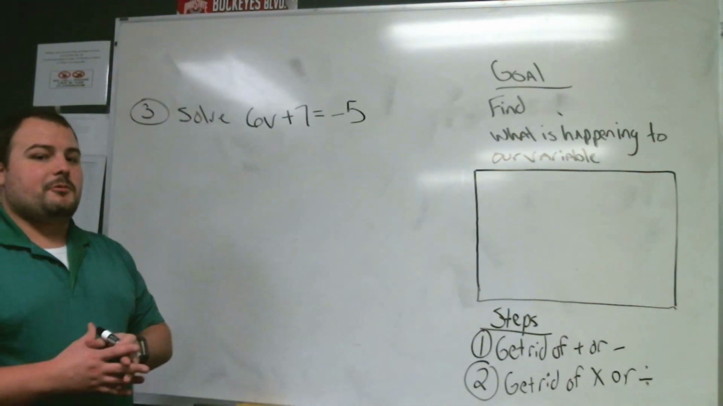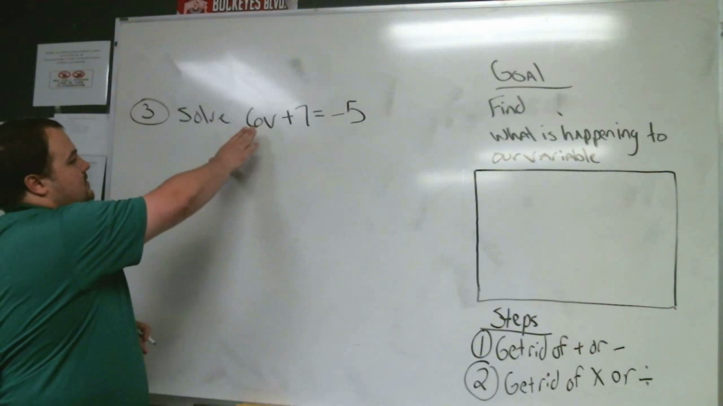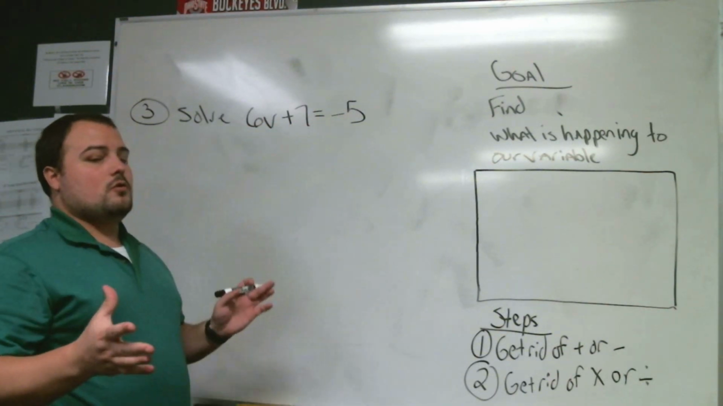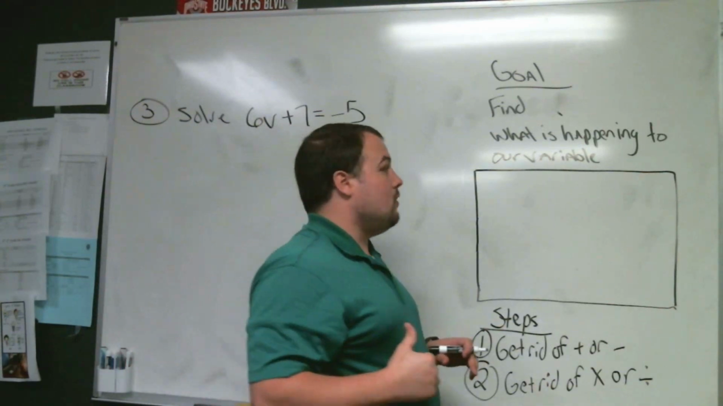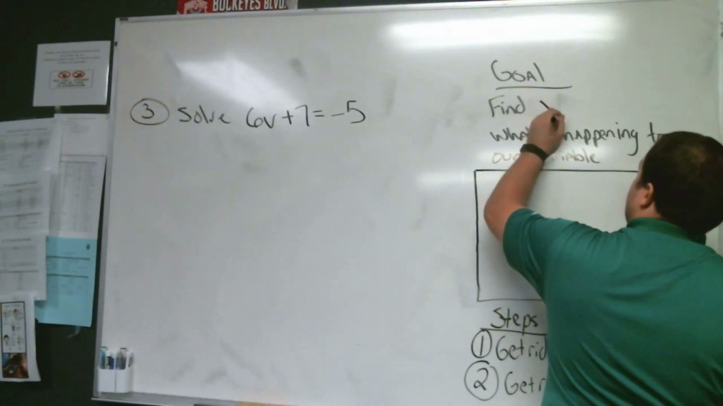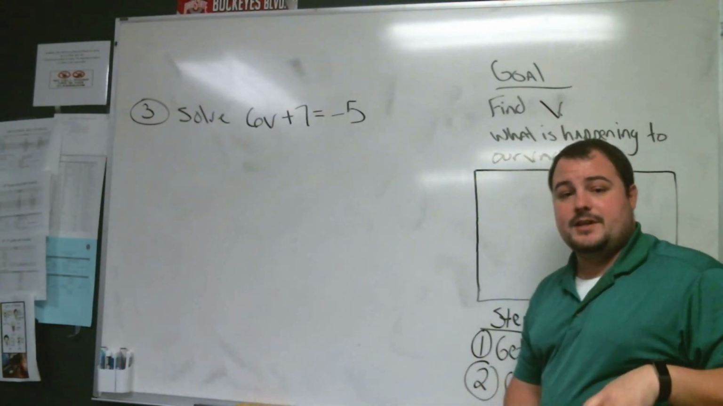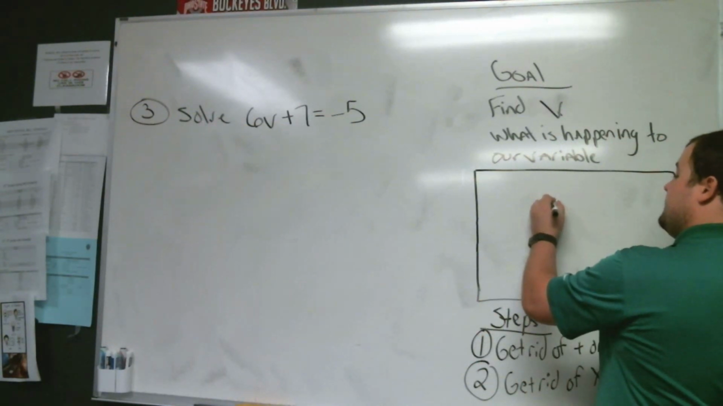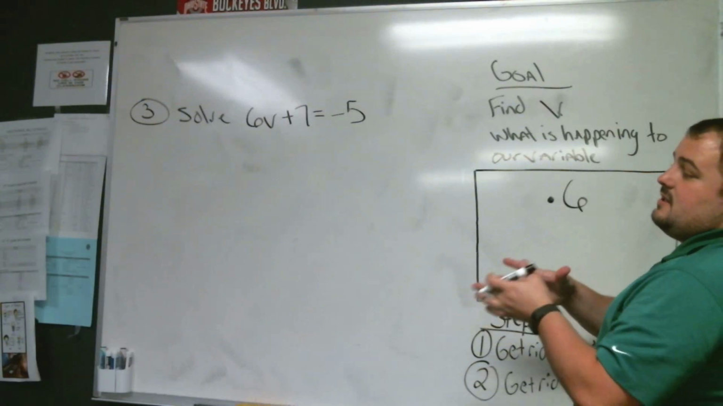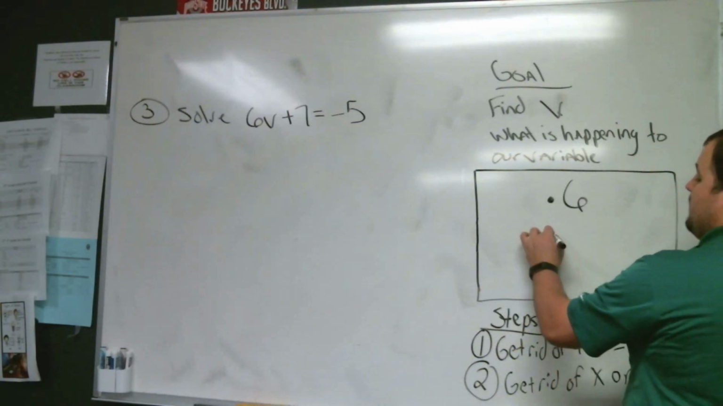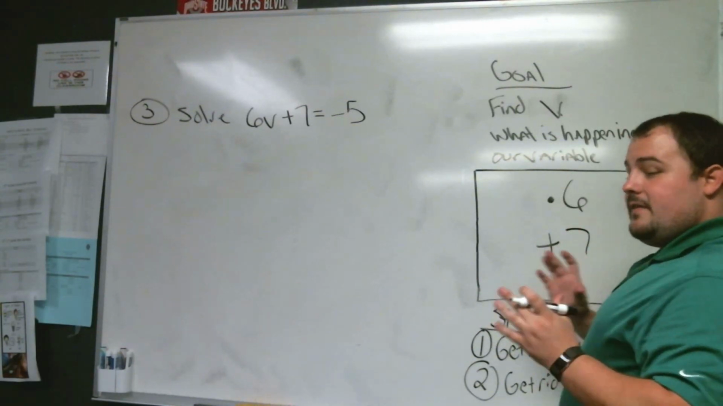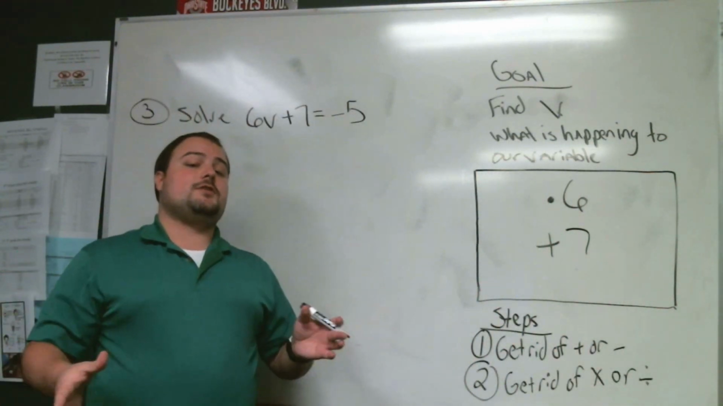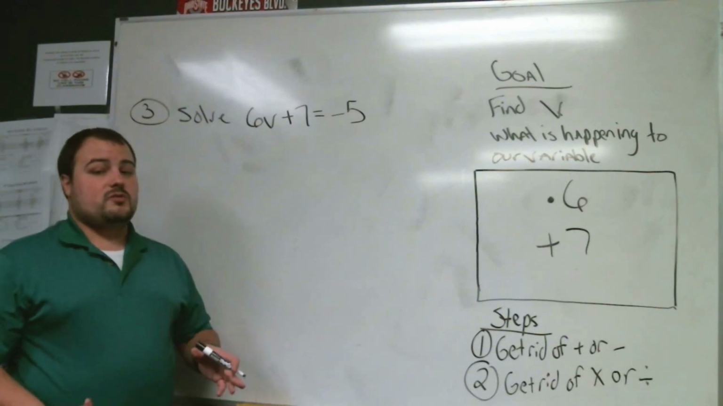All right, in example 3, we're going to be solving 6 times v plus 7 equals negative 5. So in this case, for our goal, we're figuring out v. That's our goal. We need to find what v is. What's happening to the letter v? Well, we have times 6, because that's 6 times v, and we have plus 7. In this case, since there isn't something happening to everything first, we can choose which one of those we want to get rid of.